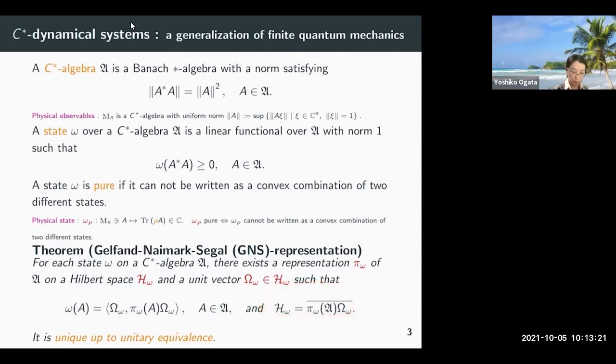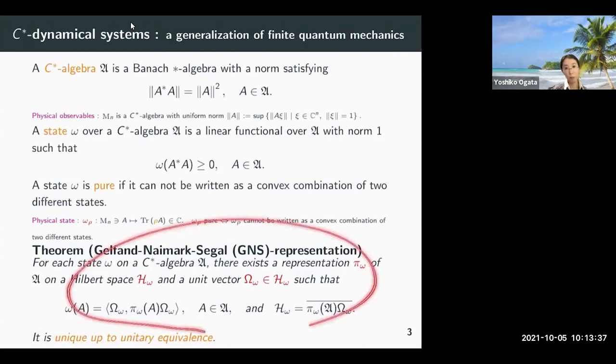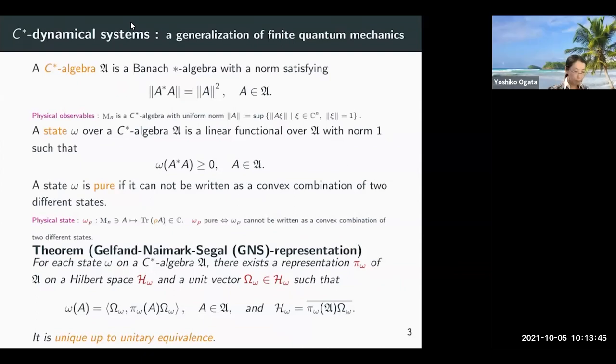It also satisfies this condition, namely a vector of this form is dense in this Hilbert space. And it says that this is unique up to unitary equivalence, in the sense that if there is another triple like this, then they can be related to each other by some unitary. And so it is essentially the unique way we can associate such a triple. Here I wrote the detail just to say that there is some concrete definition, but this detail doesn't matter for my talk. What I want you to remember is that for each state on a C*-algebra, we can associate some kind of representation in an essentially unique way.